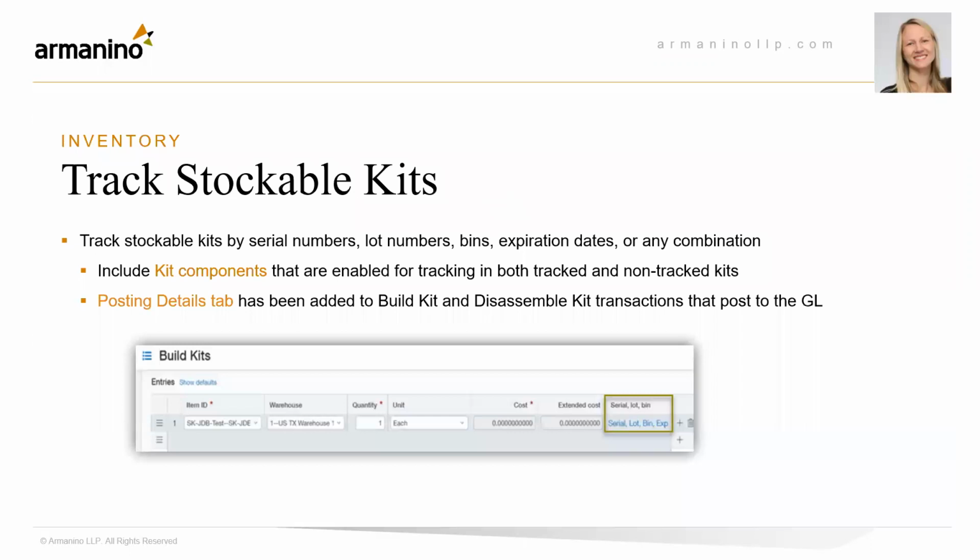Okay, so with this release, you can now track stockable kits. So stockable kits can be tracked by serial number, lot number, bin, expiration date, or any combination. Includes the kit components that are enabled for tracking in both tracked and non-tracked kits. And then a new tab will be added. So you'll see posting details added to build kit and disassemble kit. This is really helpful instead of having to run a GL for every time you post an entry, you can just go to the entry and find the posting detail information. So go to the next one.